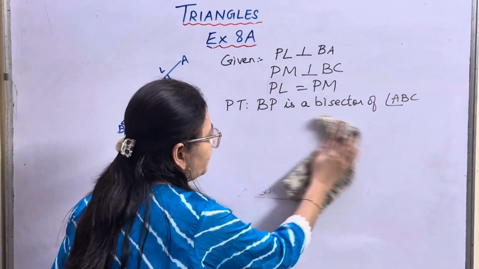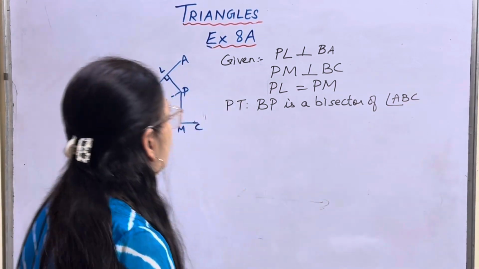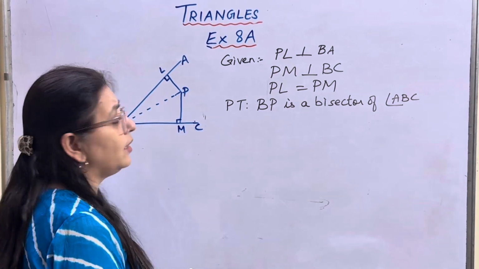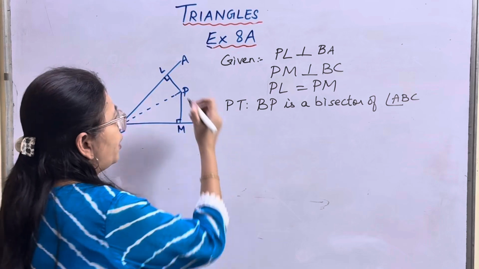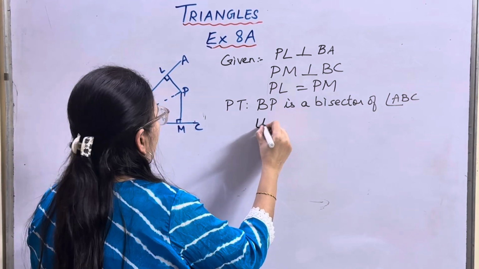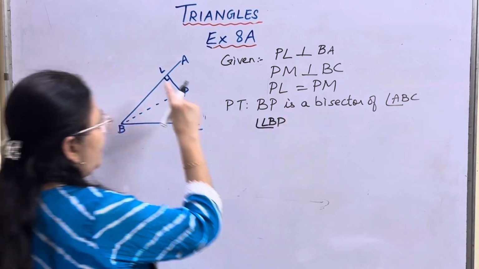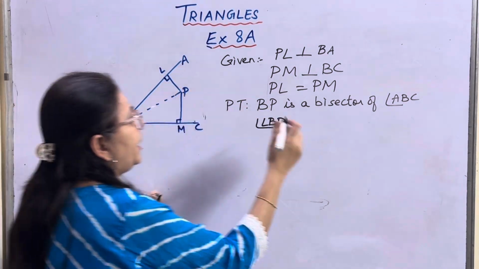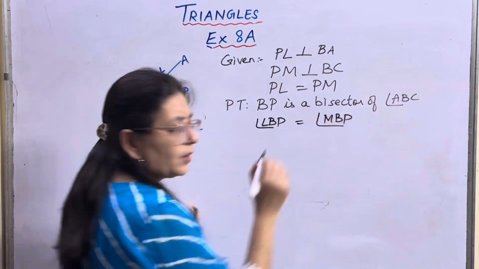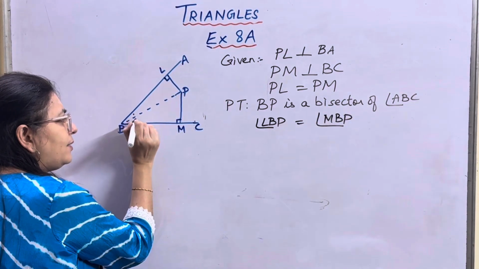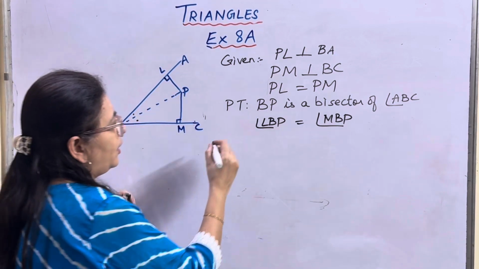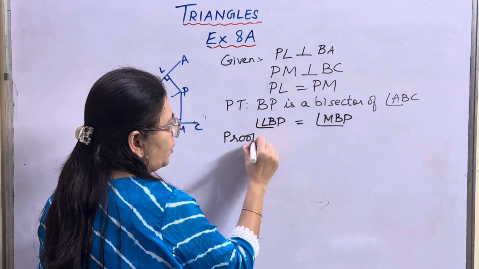Okay, come on, let's do. Now, what you have to prove? BP is a bisector of angle ABC. In short, it means that I have to prove that angle LBP is equal to angle MBP. Right? I have to prove that this angle is equal to this angle. Come on, let's start with the proof.